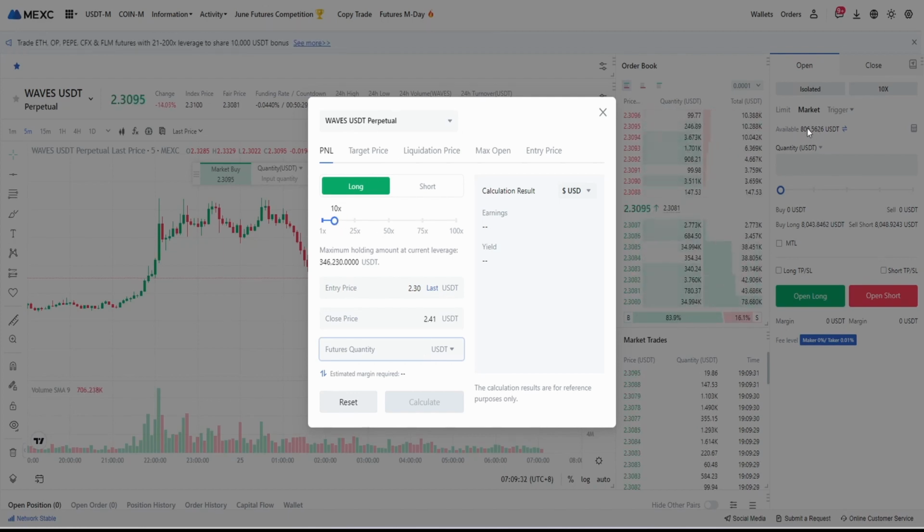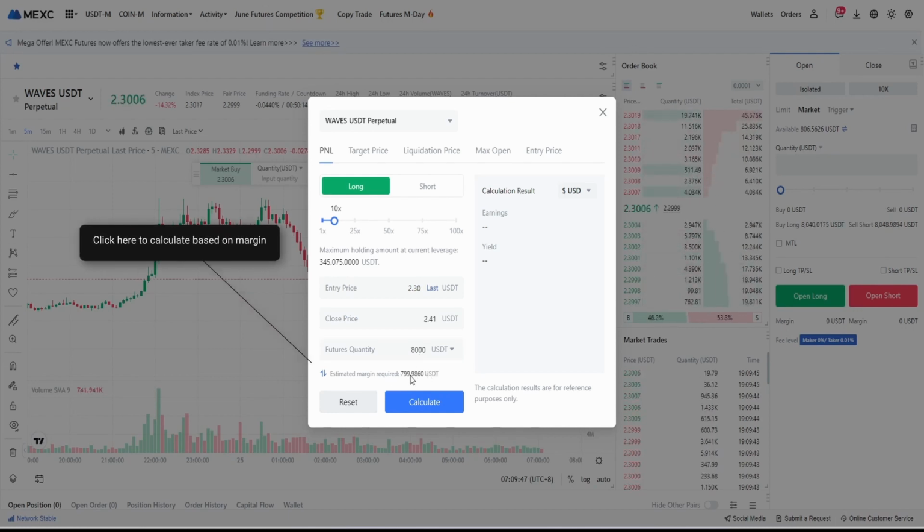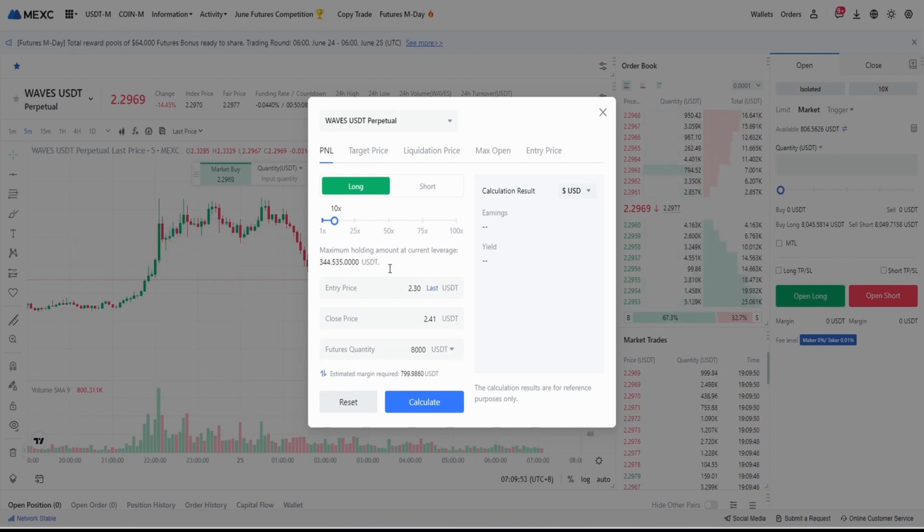So I'd have to put $806 as margin or as collateral in order to enter that position. So for example, let's just assume I'm going to put the whole amount just for demo purposes. As you can see here, $8,000 is going to require me to put up $799. Now, obviously you don't want to put up your entire amount when you're trading, but this is just a demo to illustrate how this works.